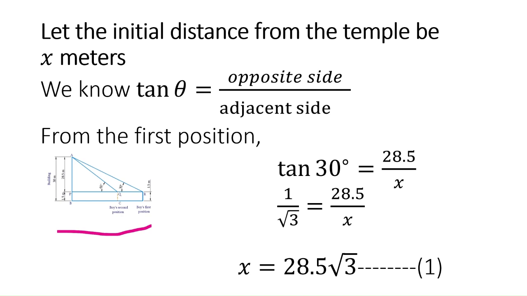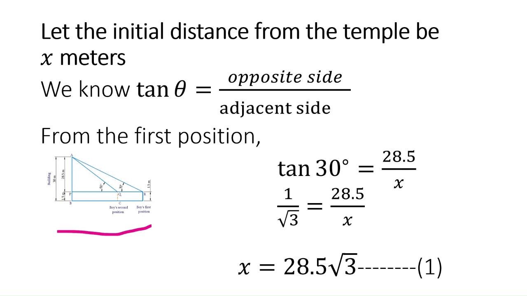So tan 30 is equal to 28.5 by x. Obviously x becomes 28.5 into root 3. Let us consider it as the first equation. x is equal to 28.5 root 3. That is the actual distance from the boy to the temple at his initial position. But it is not asked in the problem. It is asked about the distance that the boy has walked to get to the second position.